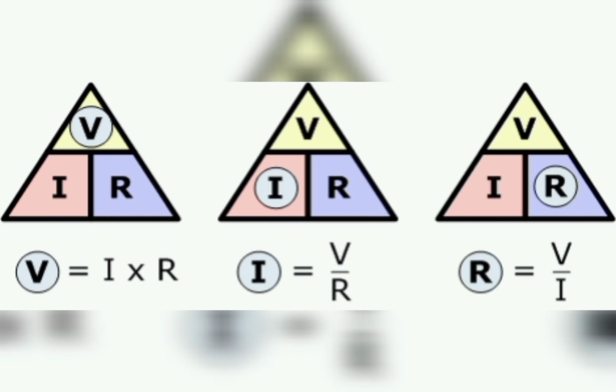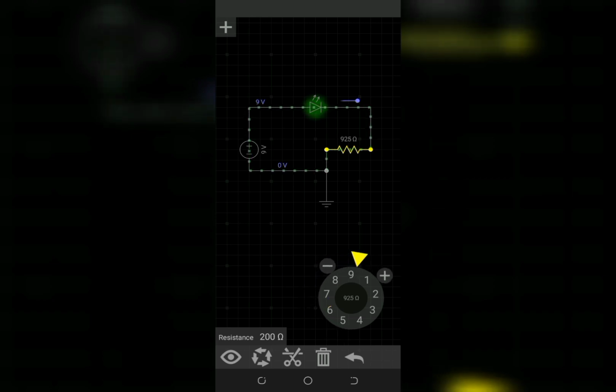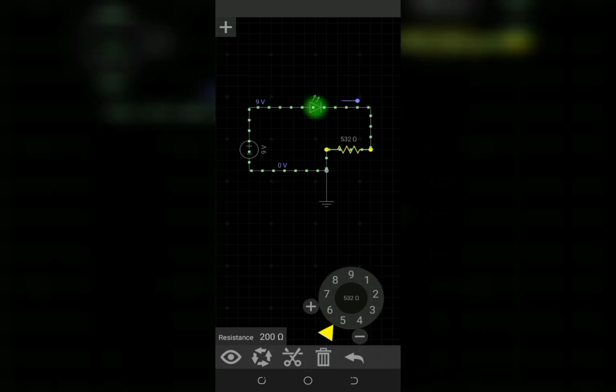From this, Ohm's law triangle ties all this together. V, which is voltage, equals I, current, times R, resistance. So if you need to control current in a circuit, just change the resistance or the voltage. In this circuit, you can see how I'm changing the resistance, and you can see the effect on the LED, how it's dimming and how it's increasing.